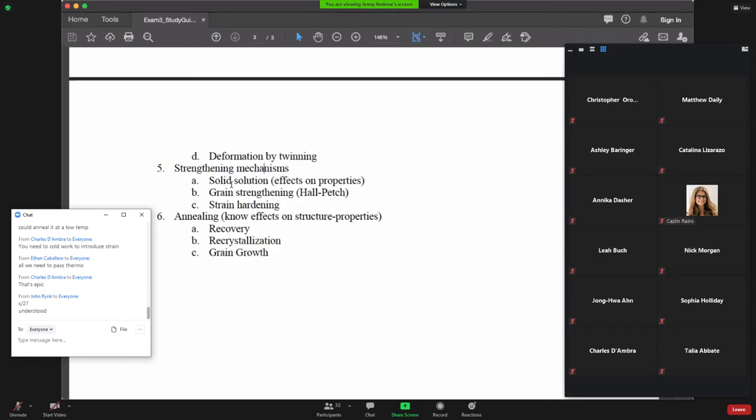If you have an alloy, that means you have some solvent atom, that's your host, and you have a solute, that's what you alloyed with. And you have these impurity or alloyed atoms that are slightly different size. They could be too big or too small. Depending on their relative size or where they're located, they can relieve some of the strain energy.